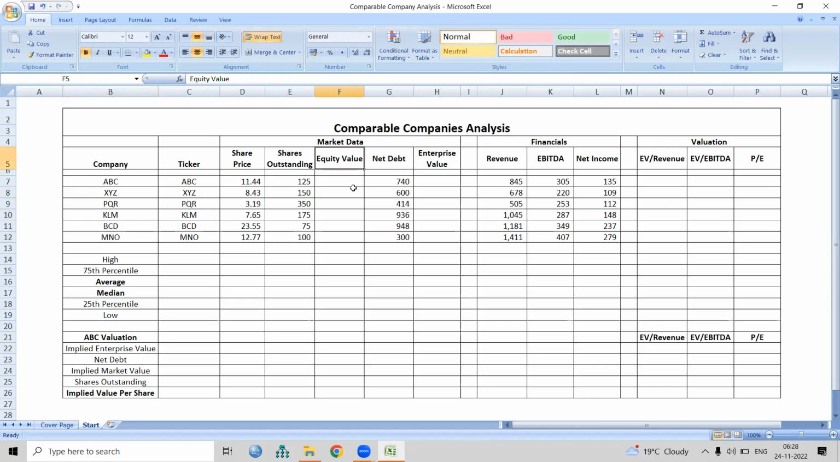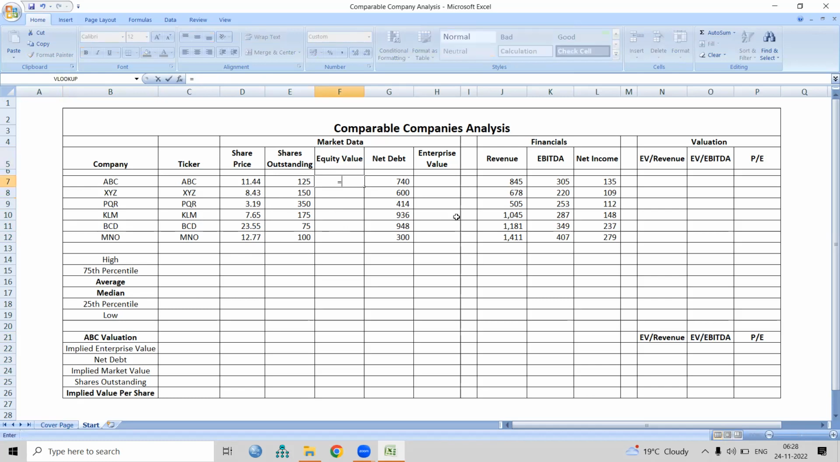Now, first we'll find out the equity value, that is the market value of equity. What are the inputs required for the market value of equity? We require the number of shares outstanding and also the selling price per share. So the market price per share multiplied by shares outstanding will give us the market value of equity.